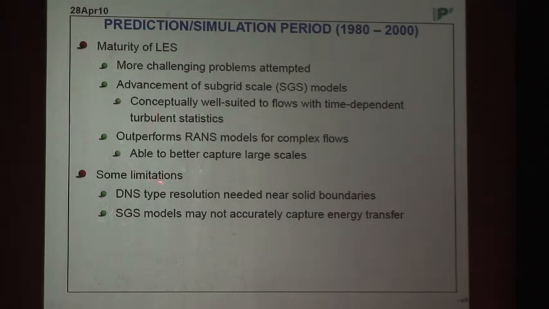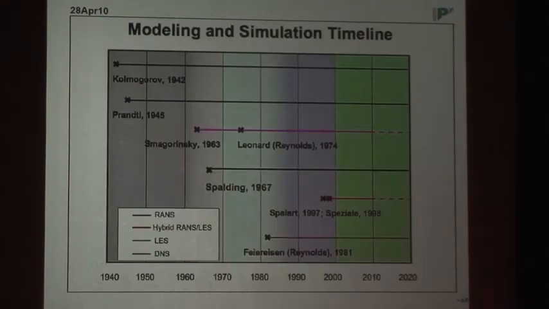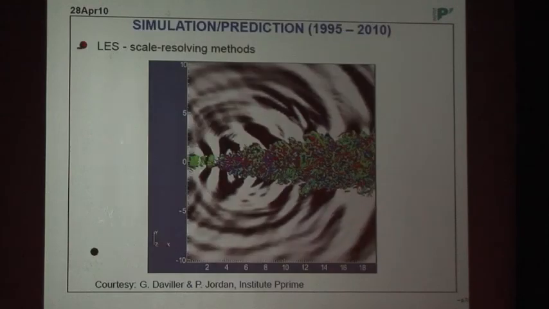We have the maturity of LES, but there are still some limitations to LES. You need DNS type resolution near your solid boundaries, and your subgrid scale models may not properly capture the energy transfer. The last thing that's coming online now is what's called hybrid methods, and I'll mention that in my conclusions in a couple of slides. We're going to have hybrid methods, and they were started by Spalart in 1997 using his Spalart-Allmaras model. And the Spalart-Allmaras model is an eddy viscosity model. Remember 1968, an eddy viscosity model?